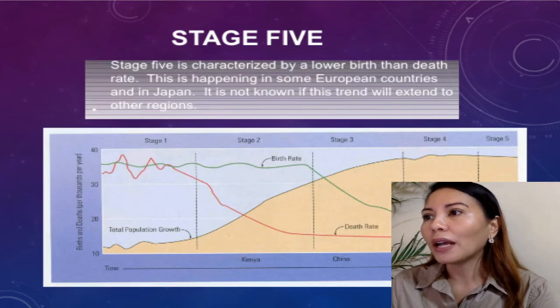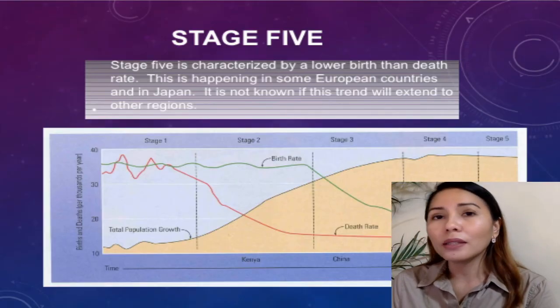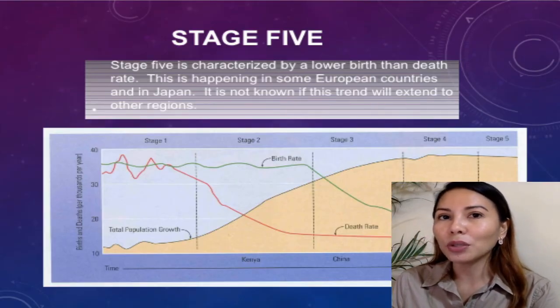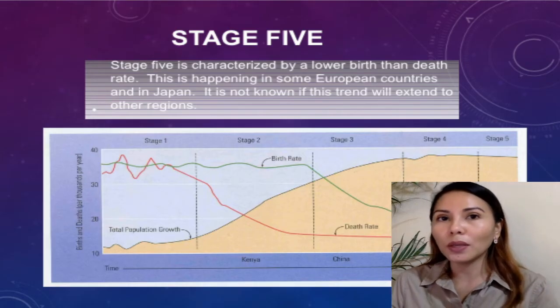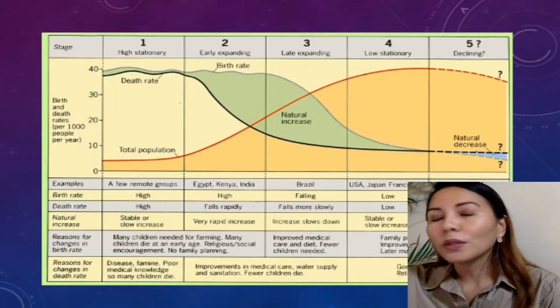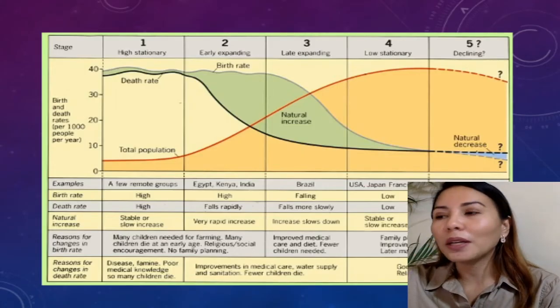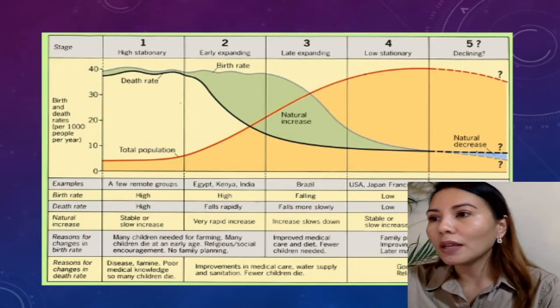While stage 5 is characterized by a lower birth rate than death rate. This is happening in some European countries and in Japan, but it is not known if this trend will also extend to some other regions. So the demographic transition theory predicts that population grow along a predictable five-stage model.